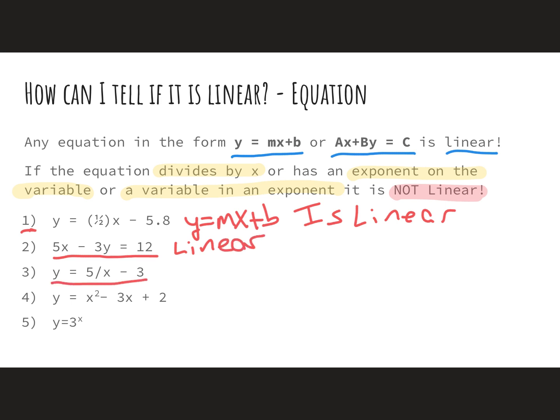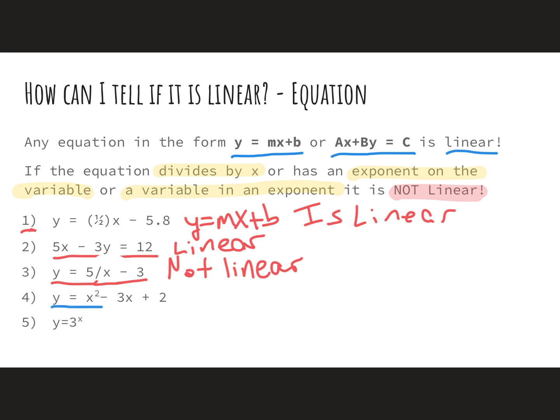This next one, y equals 5 divided by x. We've got an x being divided by. That means that this one is not linear. Because we can't divide by 0. So whenever x is 0, this would not have a value. So in that case, it is not linear.